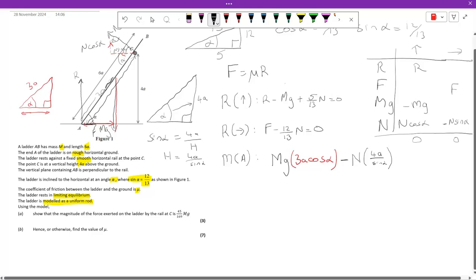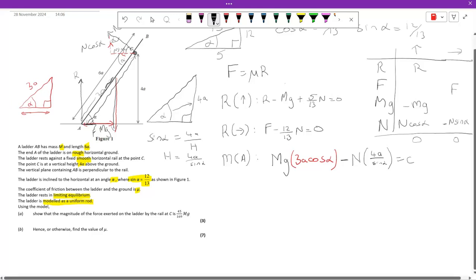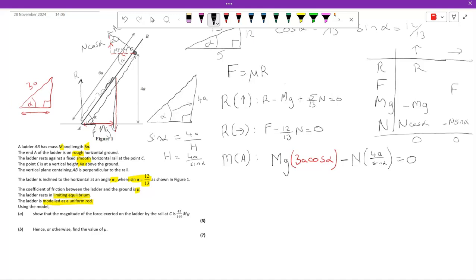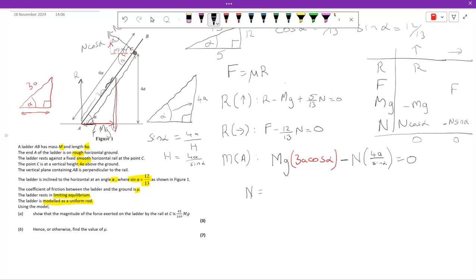And now I've taken moments. Because I took it about A, I only had to consider the weight and the reaction force at the rail. And this is equal to 0, because everything's in equilibrium. Now, if I look at this last equation, the moments equation, I'm trying to show that the magnitude of the force exerted on the ladder by the rail at C is 45 over 169 mg. So I'm trying to find what I've labeled as N.